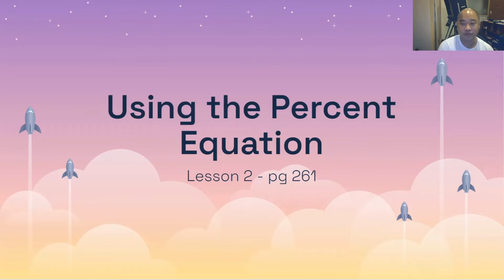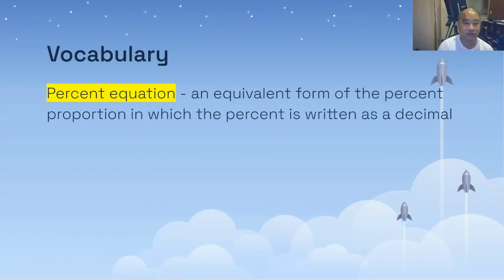Using the percent equation, lesson 2.6.1 if you're following along. All right, percent equation. What is that? Well, last time we talked about the percent proportion. And the percent proportion was the part over the whole equals the percent over 100.